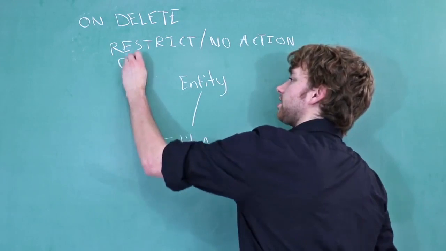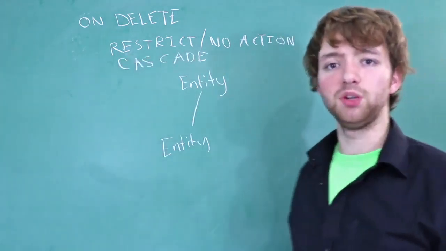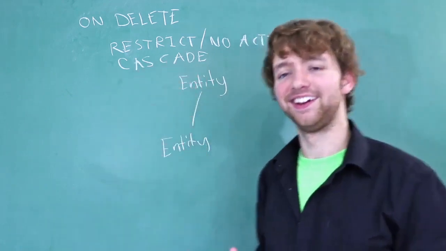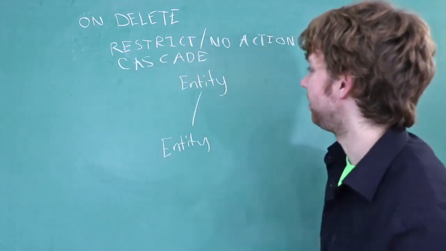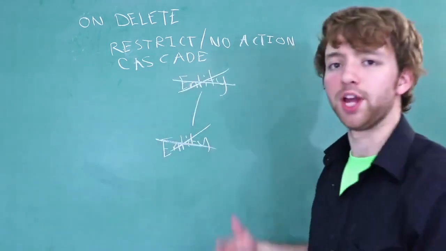The other option is cascade. This is one of the most dangerous things of all time, so be warned. If you want to lose your job, make sure you use cascade. Essentially with cascade, if you delete this parent, it's going to delete any children that reference it.